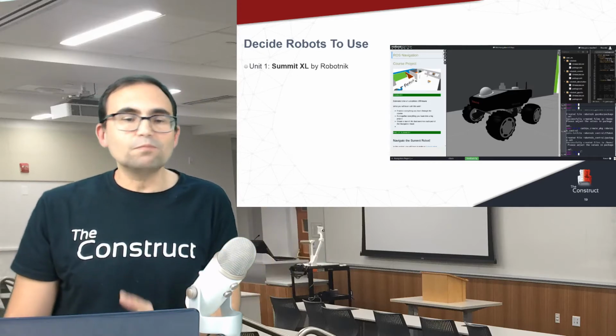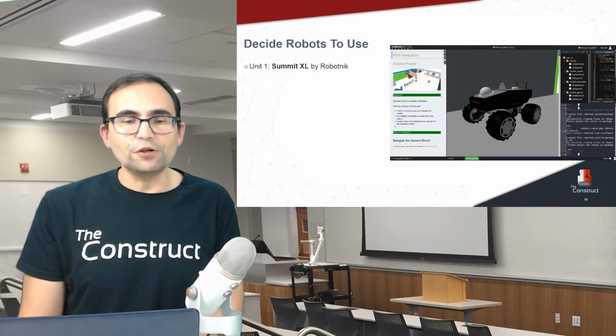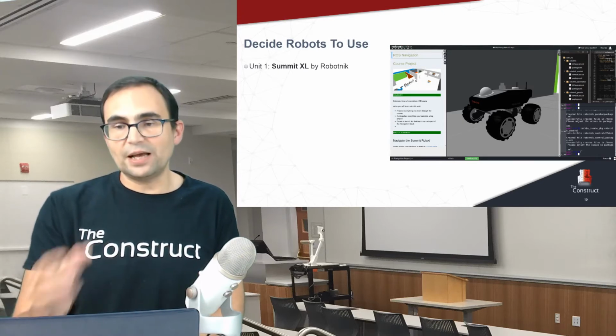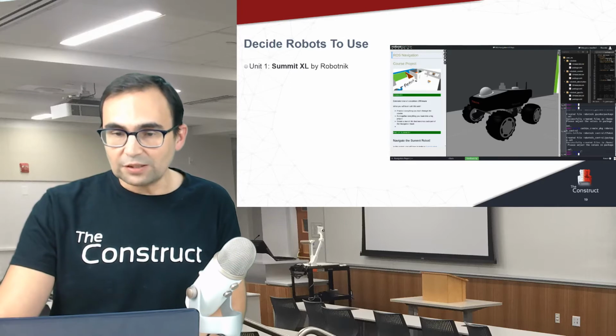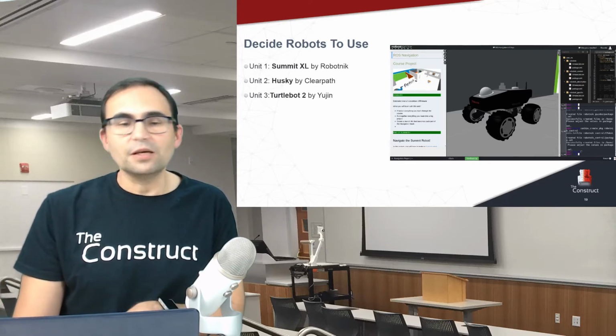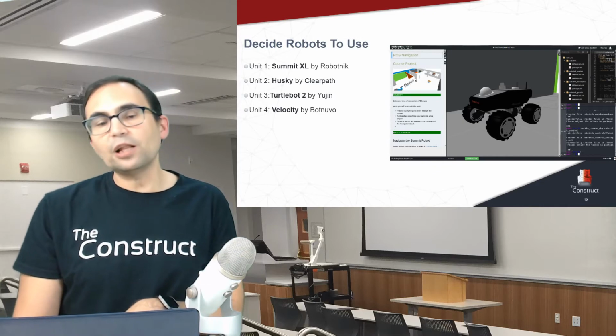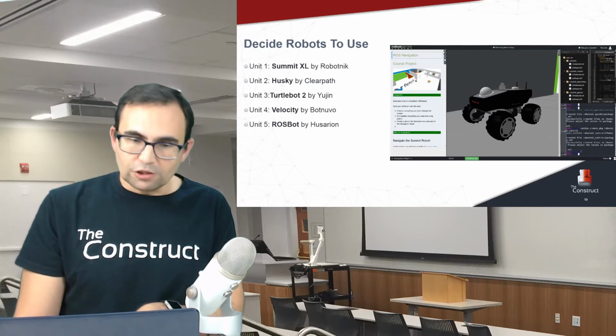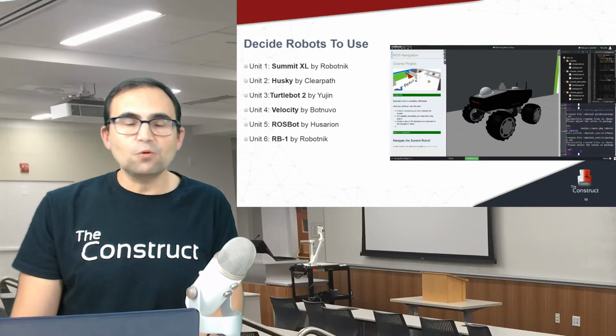So this is an example. So for Unit 1, we are going to use the Summit XL robot from Robotnik. That is this one that you can see on the picture. Then for Unit 2, the Husky, then the Turtlebot 2, then the Velocity, ROSbot, RB1.